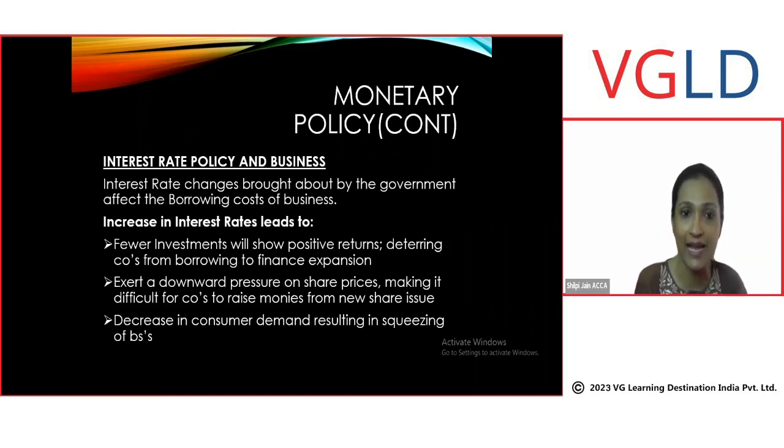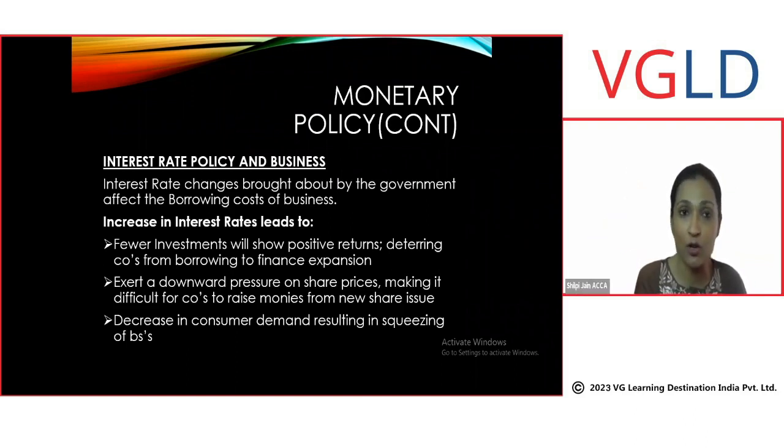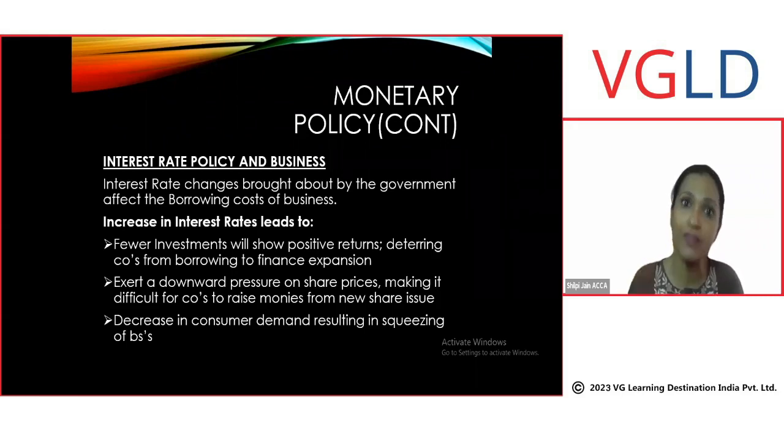So now clearly, like I said, an increase in interest rate is going to lead to what? If the interest rate charged by the bank is rising, there are going to be fewer investments that show you positive returns. Why? Because now you are borrowing at a cost of, say, 12% instead of the previous 10%. So you have to earn more than 12% to be able to break even on your cost, right? So there will be fewer investments, fewer projects that will actually show you a positive return.